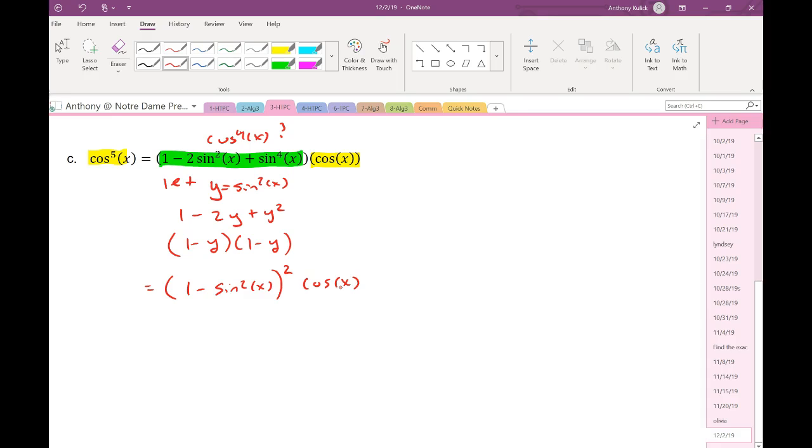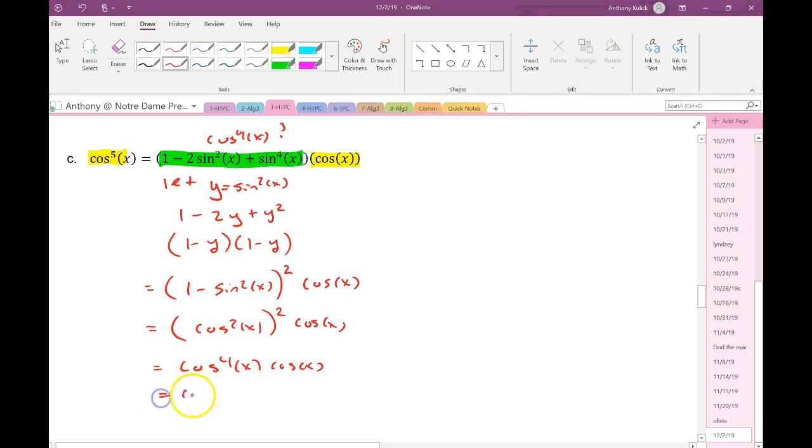Now you see it, right? Yep. 1 minus sine squared is cosine squared. And cosine squared squared is cosine to the fourth. And along with that extra cosine on the outside, we have cosine to the fifth. And we're done.